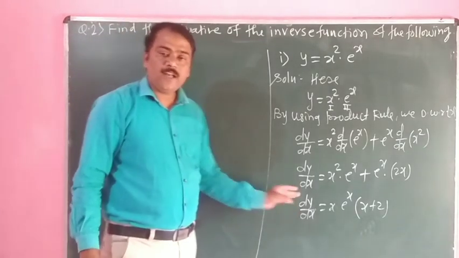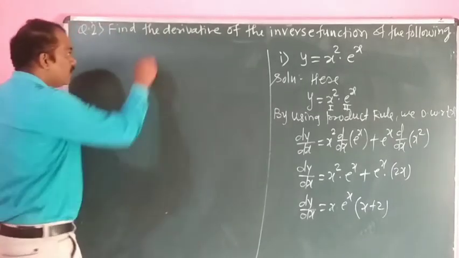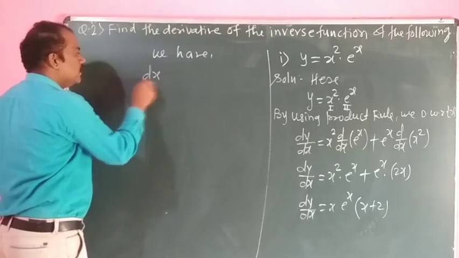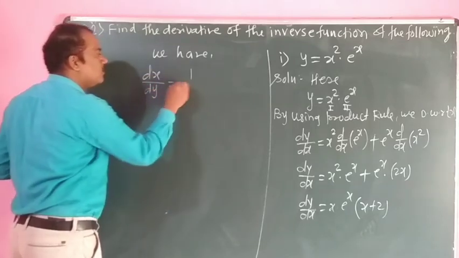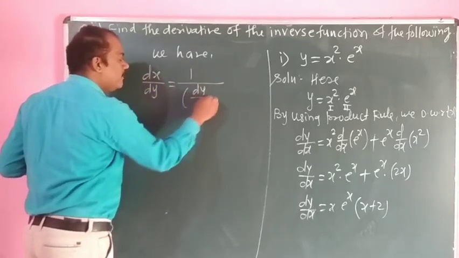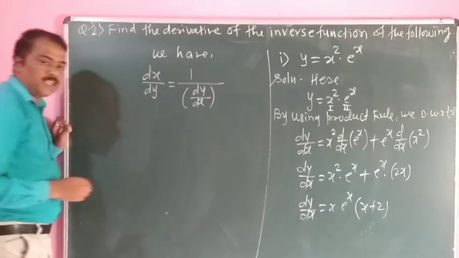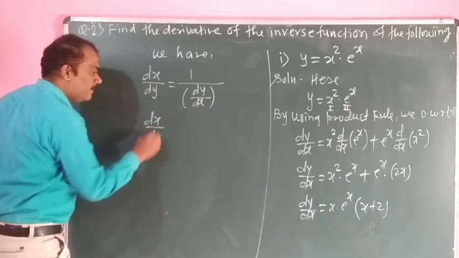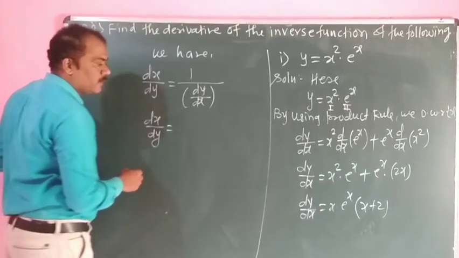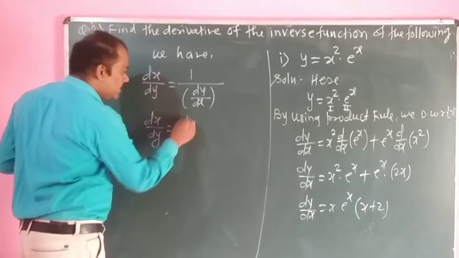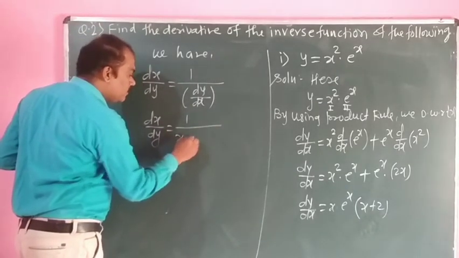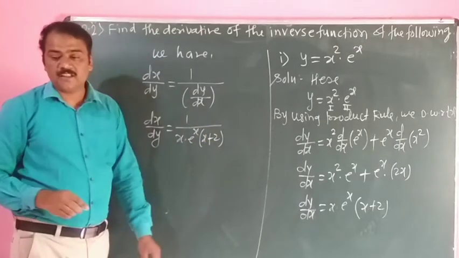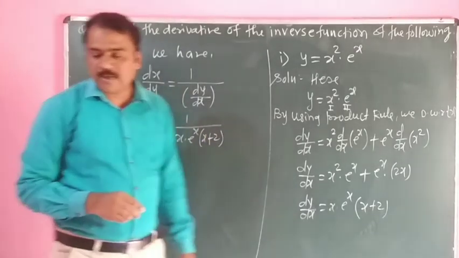Now we have to find the value of dx by dy by using the theorem. We have dx by dy is equal to 1 upon dy by dx, with the condition that dy by dx is not equal to 0. So dx by dy is equal to, substitute the value of dy by dx, that is 1 upon x into e raised to x into x plus 2. That is the required answer for dx by dy.